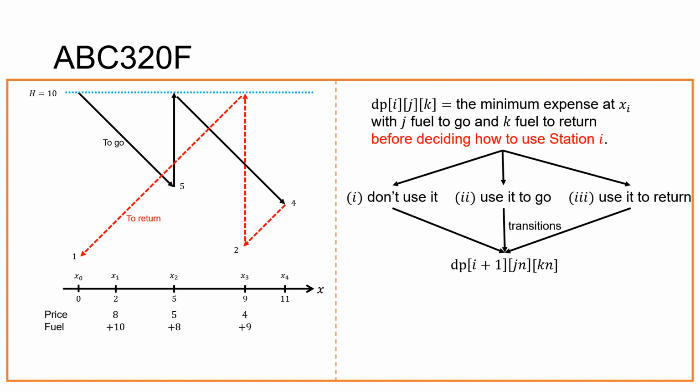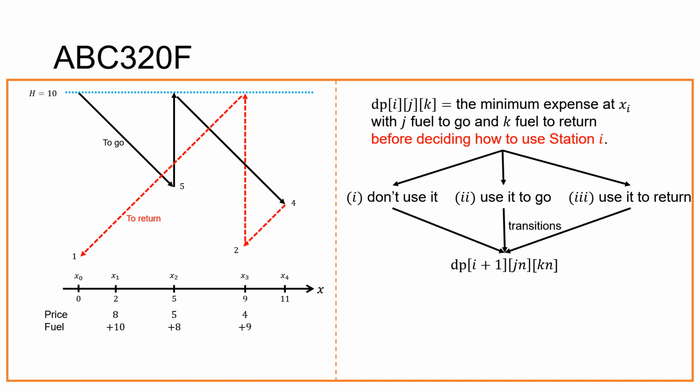Finally, let's proceed to problem F. We do a round trip starting with the origin. For each i, there is a gas station at xi, but we can use each gas station only once during the round trip. Our target is to find the minimum expense to achieve the trip.